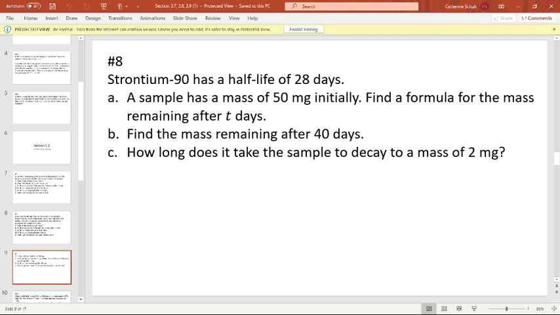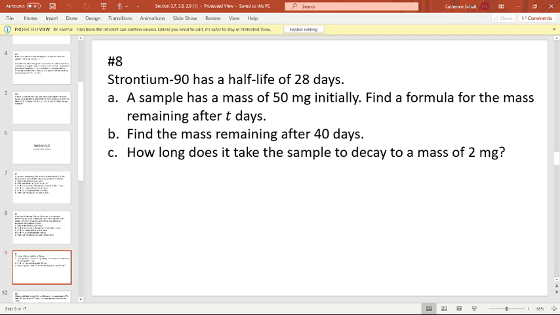So here we go. Let's look at an example of that. Here we have a substance with a half-life of 28 days. That means after 28 days, half of it will be gone. Then another 28 days passes, and half of that will be gone. And then another half, and another half, and another half. It never technically reaches 0, but it gets pretty darn close, right?